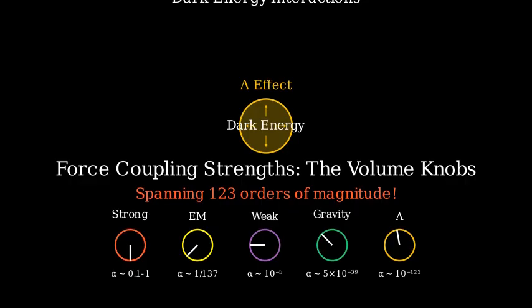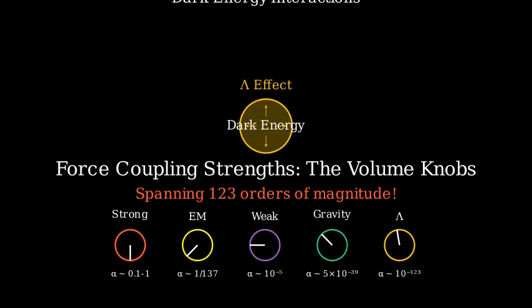The strong nuclear force has a coupling strength of about 0.1 to 1. This is like a booming drum. Extremely powerful, but only works at tiny distances inside atomic nuclei. Electromagnetism has a strength of about 1/137, or roughly 0.007. Think of this as a moderately loud guitar, not as strong as the strong force, but noticeable and works over longer distances.